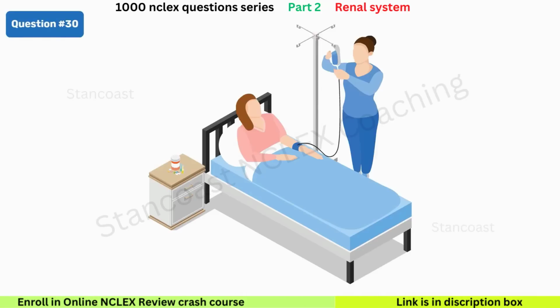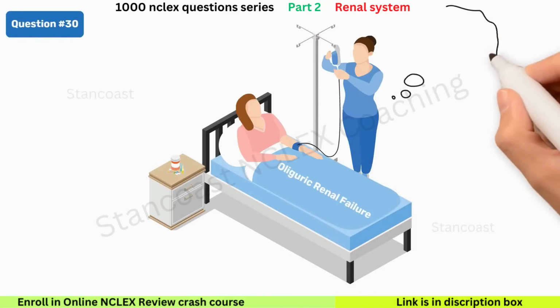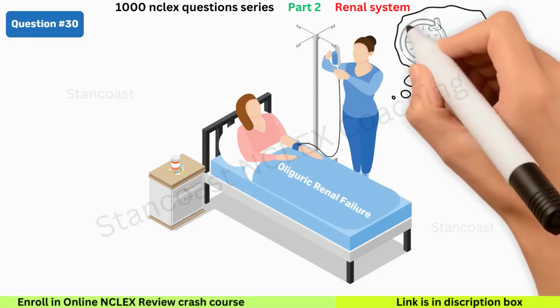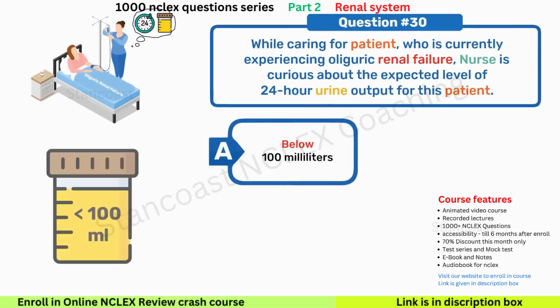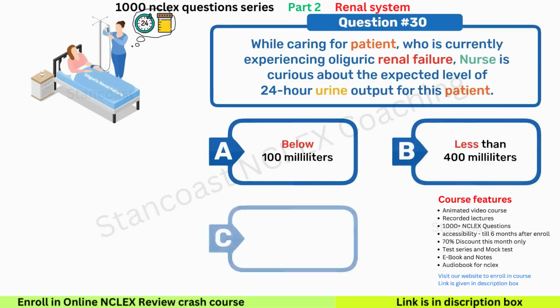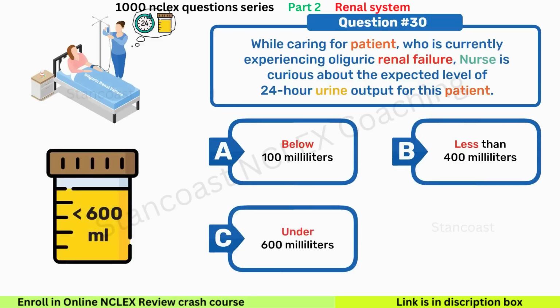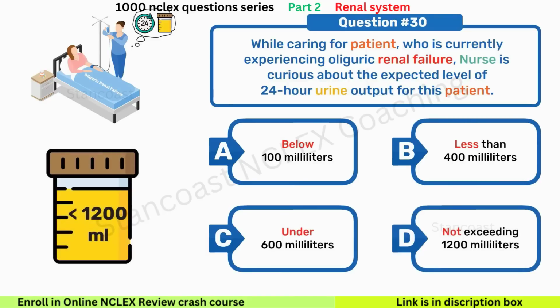While caring for a patient who is currently experiencing oliguric renal failure, the nurse is curious about what the expected level of 24-hour urine output is for this patient. A. Below 100 milliliters. B. Less than 400 milliliters. C. Under 600 milliliters. D. Not exceeding 1200 milliliters. The correct answer is B.